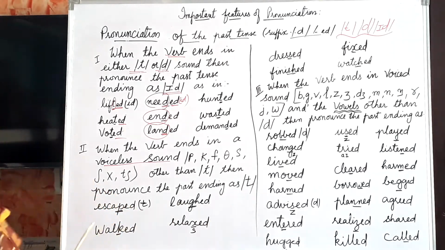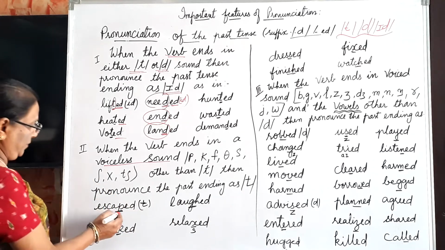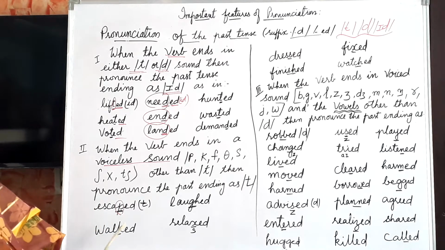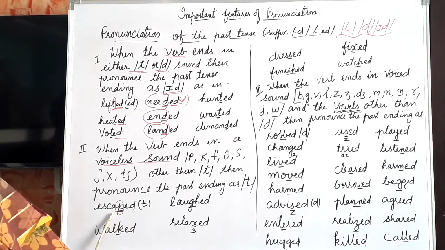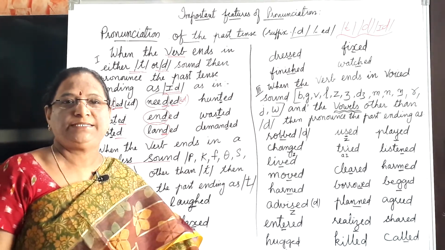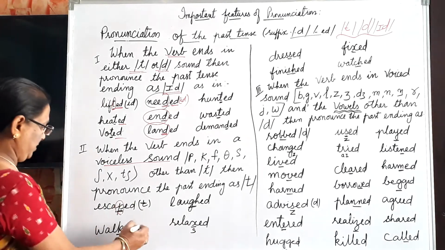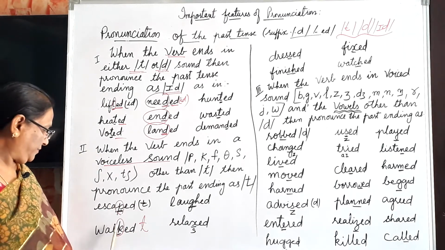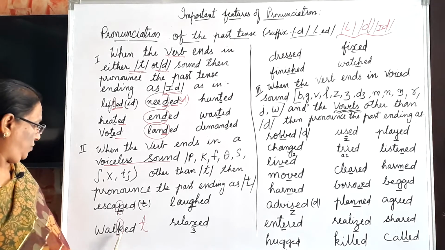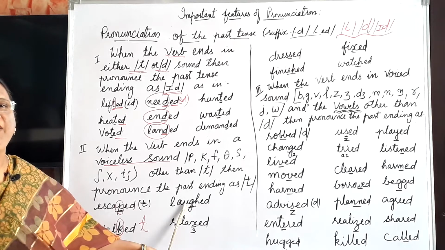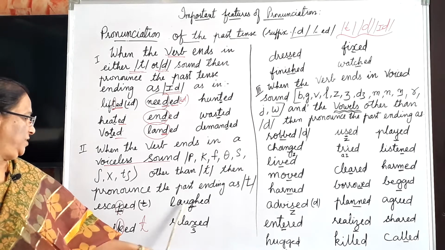For example, escape, you see, pa sound here. Escape. So, escaped, not escaped, escaped. Okay, escaped, T sound. Walked, see, K. This is the verb ending with K. So, walked. Laughed, fa sound. Laugh, fa sound. So, laughed.